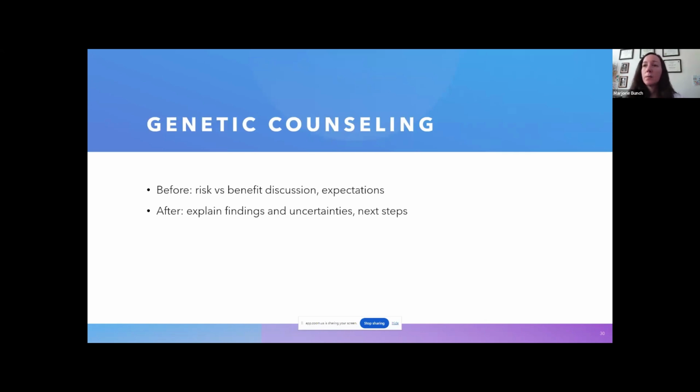Genetic counseling. What a genetic counselor does is they talk to the patient and their family about the risk of testing beforehand. What are the benefits? What are we looking for to get out of the testing? What it's going to tell you, or what it could tell you, and what it can't tell you, and what to expect in the time frame. After a test is performed, they can explain the findings, what's uncertain, what the unknowns are, and whether additional testing is needed or necessary.